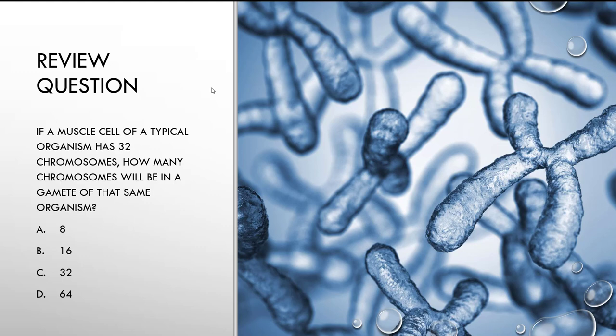If you said 16, I would agree with you. So basically the muscle cell is a somatic cell. It's a typical body cell. It would be diploid, so that would be 32 chromosomes. So in order for it to be haploid, a gamete, it would be half as much, so that would be 16.